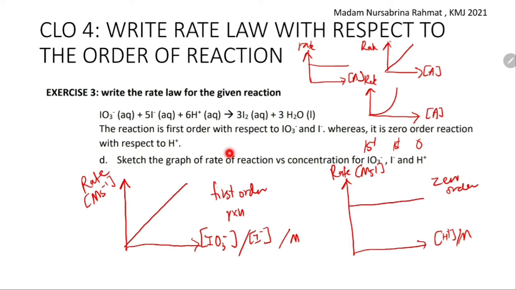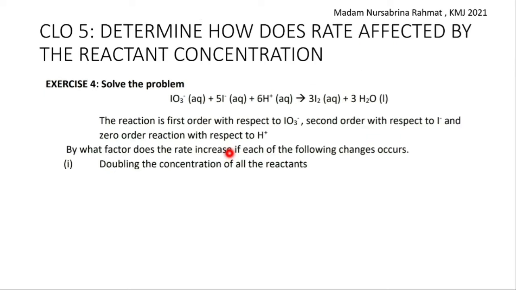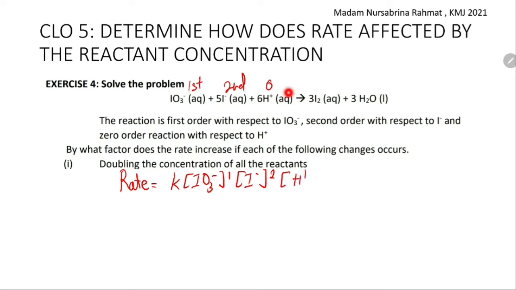Okay, let's move on to the next question. You are asked to determine the factor by which the rate of your reaction increases or decreases when you change the concentrations of your reactants. In this first one, I'm going to double the concentrations of all the reactants that are present. So always start by writing down the rate law. This time, it's first order with respect to IO3 negative, second order for my iodide ion, and zero order for my H plus.